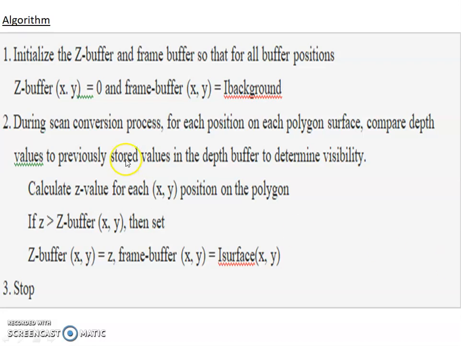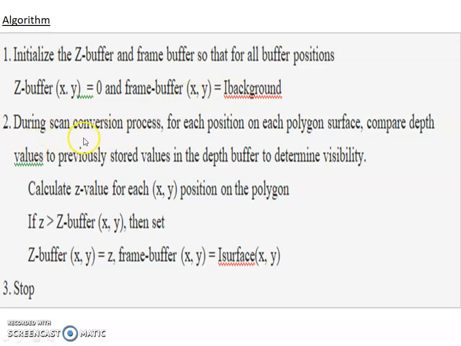So the algorithm is this one. First step, initialize the Z buffer and frame buffer so that for all buffer positions, Z buffer of x y is equal to 0. In the initial case, the Z buffer value is 0 and the frame buffer value of x y is equal to the background intensity, represented as I background.